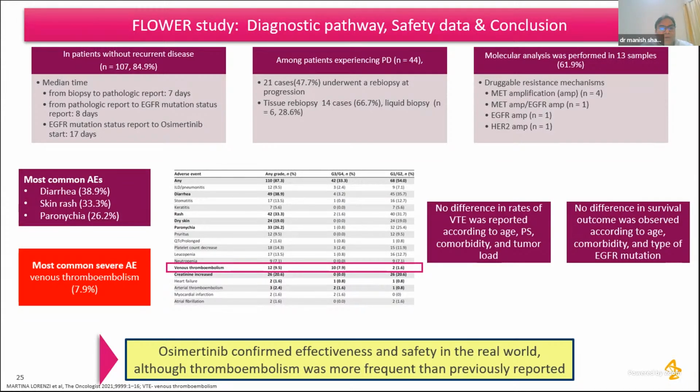So this is one of the very, very important things which we have to remember while we give our patients osimertinib. But there was no difference in the rate of venous thromboembolism as per age, PS, comorbidity, and tumor load, and no difference in the survival outcome was observed according to age, comorbidity, and type of EGFR mutation.